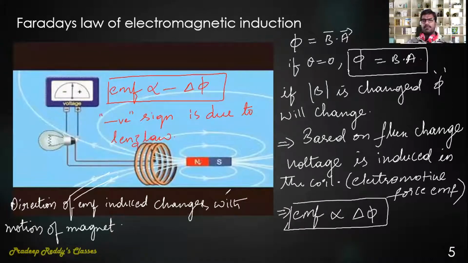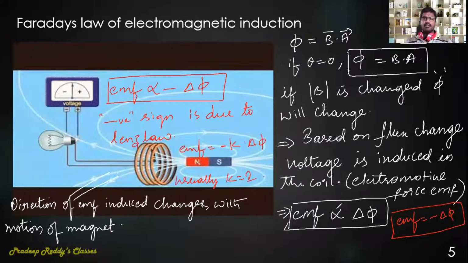And if I remove this proportionality, I should include a constant, and that constant can be any value, like EMF is equal to minus K into delta phi. Usually K will be equal to 1. Therefore, EMF induced finally can be simply written as EMF is equal to minus delta phi. How much flux change within the coil, that much amount of EMF is developed in the coil.